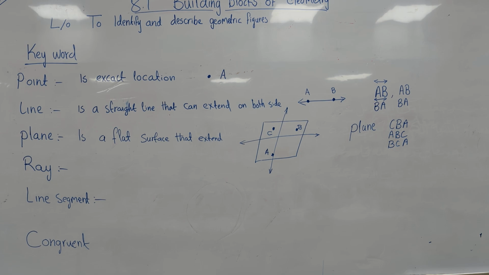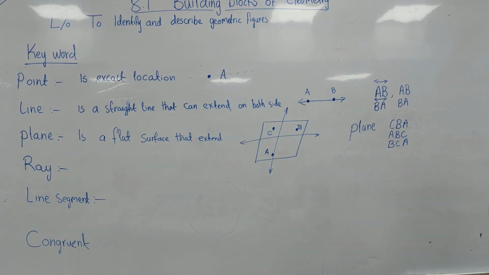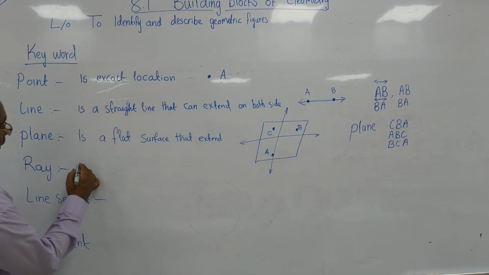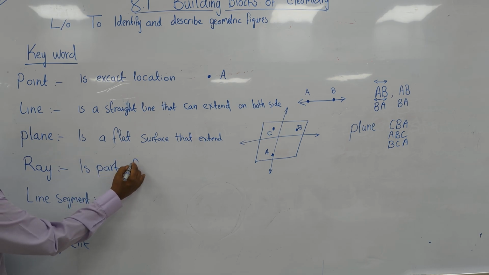Okay, so next one is a line segment. What is a line segment? No, we forgot ray, yeah? So let's do ray first. What is a ray? A ray is a part of a line that starts at an endpoint and then extends forever in one direction. So a ray is a part of a line.